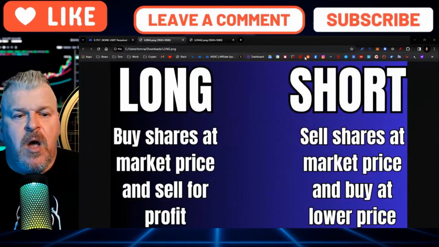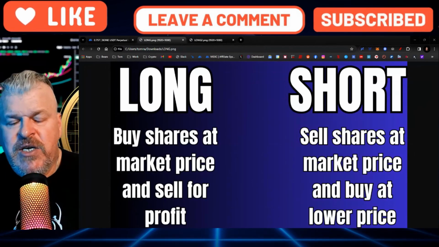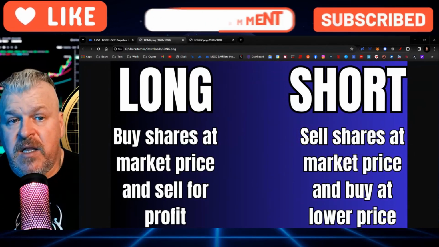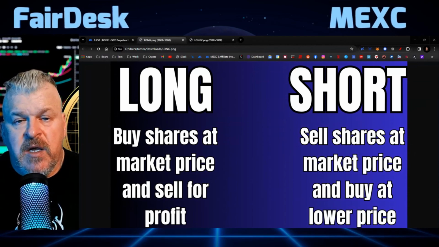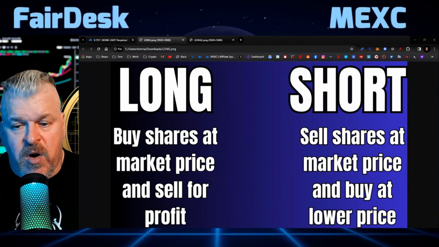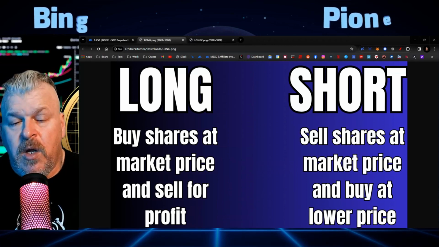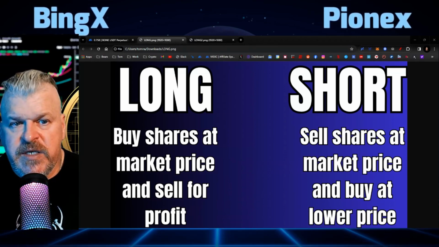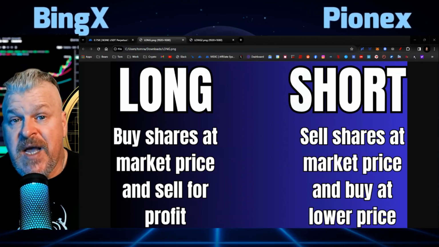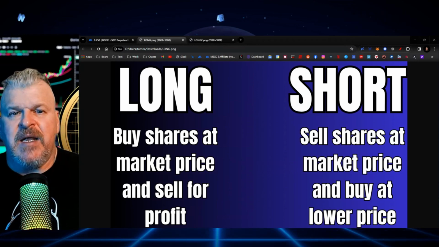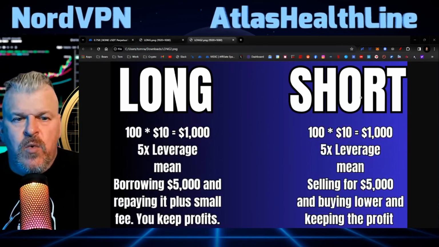Now, what is a long? A long means that you buy shares at market price and then you sell it for a profit. A short means that you sell the shares at market price and then you buy them at a lower price later. Long, you're just holding on to what it is that you bought. And a short, you're selling it and hoping to buy it again later. Now, the way that works out is very simple.